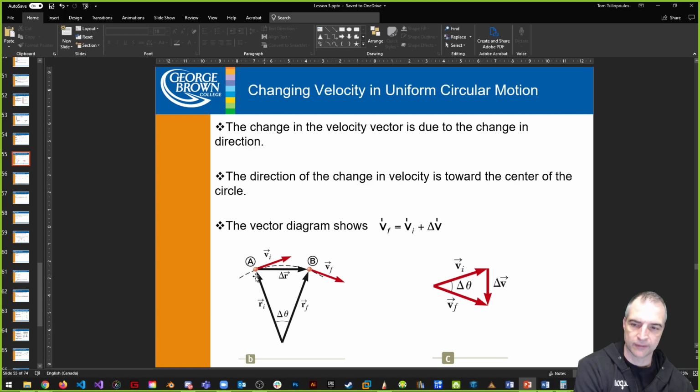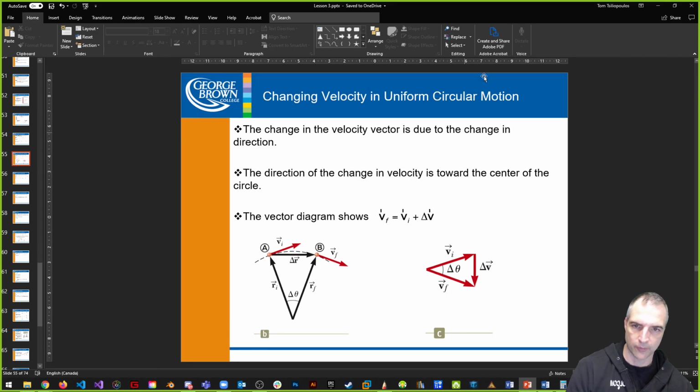So here we have uniform circular motion, changing velocity. We can say that V final is equal to V initial plus the change in velocity, so we get this delta V. This delta V usually points towards the center, towards the radius. These are radii, the initial position and the final position, and this is delta theta, the change in angle. Now, once we have this, we have a triangle. If I have a triangle, I can solve it using trigonometry.